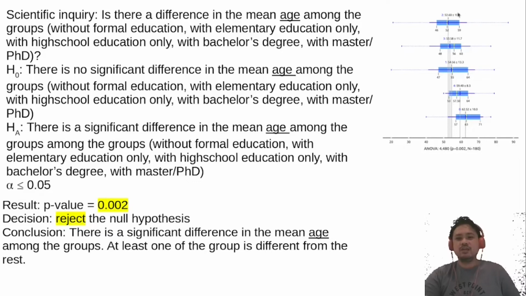The rest of the groups here are group 3, 2, and 1. They have an average less than 55 years old. Group 4 has an average of 59 years old, while Group 0 has an average of 62. We can say that groups 4 and 0 are different from the rest.